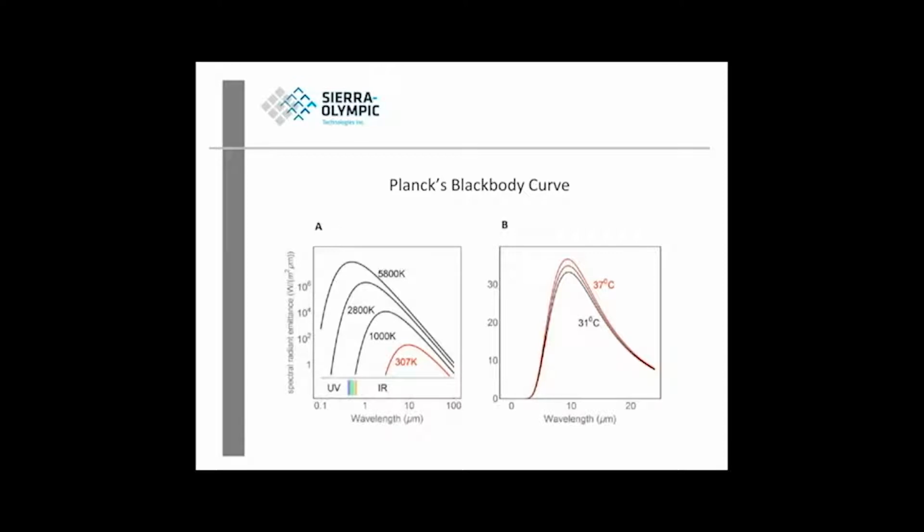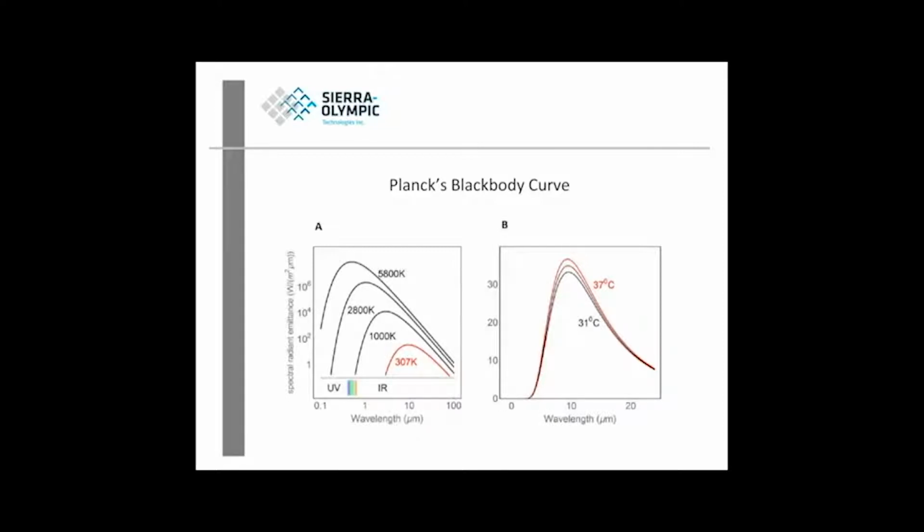Another important concept for thermal imaging is Planck's black body curve. Everything emits photons all the time. You can't turn it off. It has something to do with emissivity. I'm not going to go into emissivity at all. I don't want to make this into a fundamentals of infrared imaging discussion. The point I want to make here is that you'll see on the curve on the left, the 307 Kelvin, that's slightly above room temperature. And you can see the peak spectral radiant emittance is at about 10 microns. And that lines up with the long wave infrared spectrum.